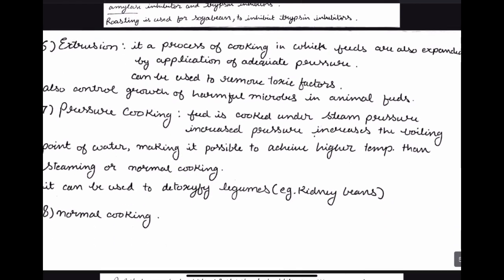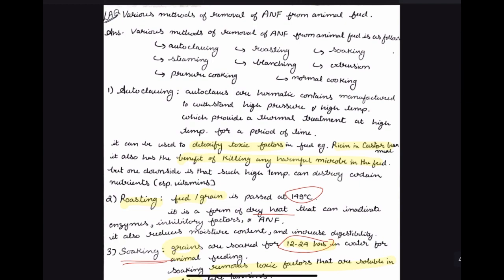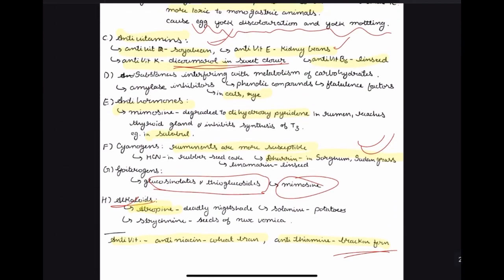Then we have extrusion. It is a process of cooking in which feed are also expanded by the application of adequate pressure. Okay, and it controls the growth of harmful microbes and removes toxic factors. So this extrusion, the name is mostly important. Then pressure cooking and normal cooking. Pressure cooking is mainly used for detoxifying legumes like, right, kidney beans. So these are the various processes which you can utilize for the removal of ANF, anti-nutritional factor.